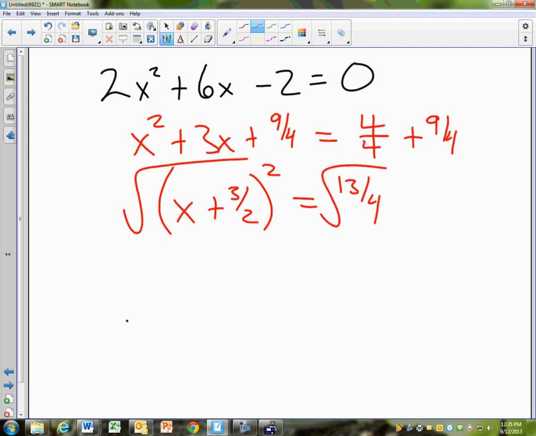Square root. Plus and minus. Can you take the square root of 13? Can you take the square root of 4? So you have x plus 3/2 is equal to plus or minus the square root of 13 over 2.